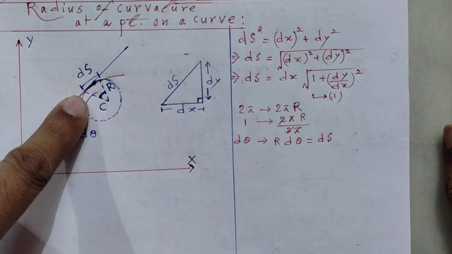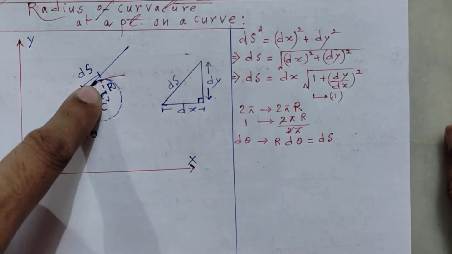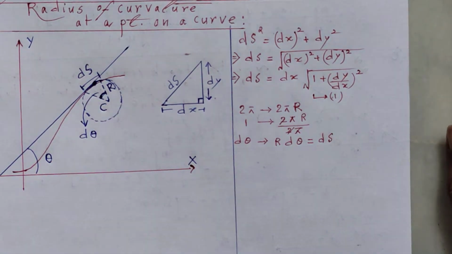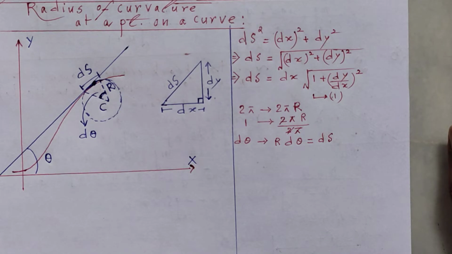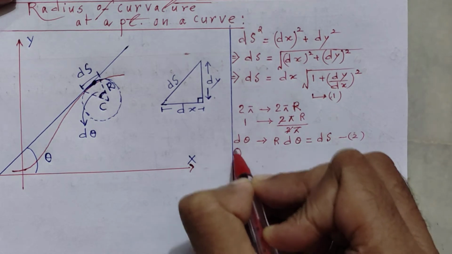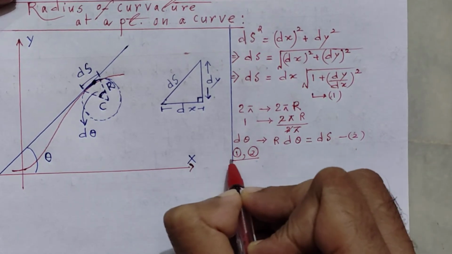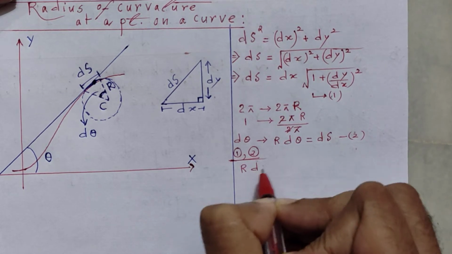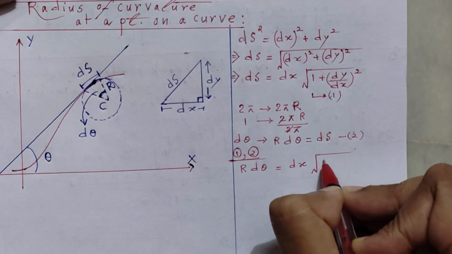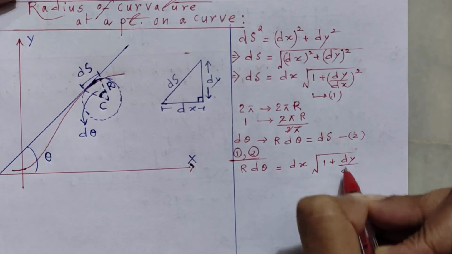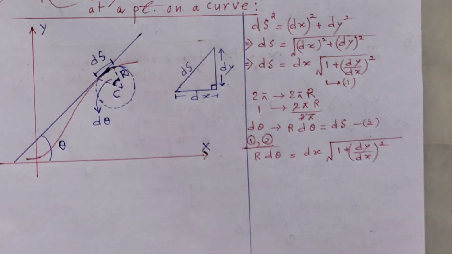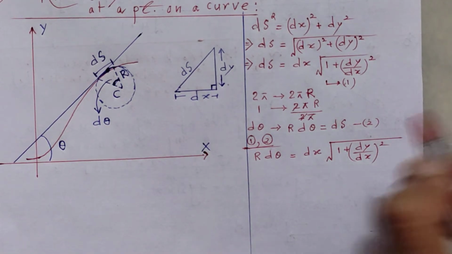What is r? Radius of curvature of this circle, at this particular point. If I draw a circle with this particular part, r is the radius of curvature. So r d theta is ds. And what is ds? ds is this. Alright. So using these two equations I can say that r d theta is equal to dx times under root 1 plus (dy/dx) whole square. So I can call this one my equation 3.